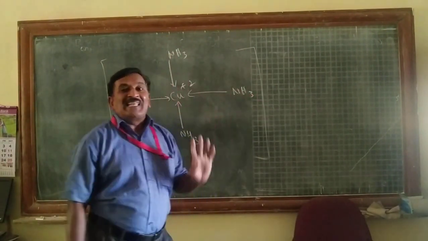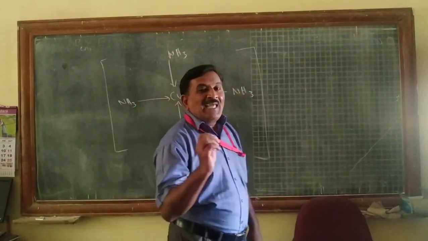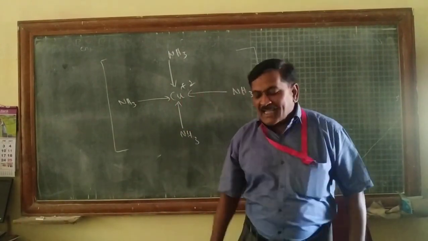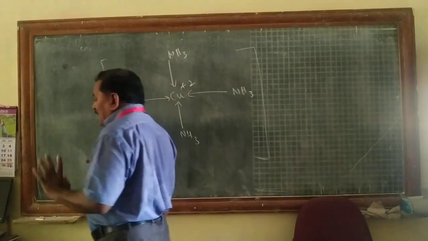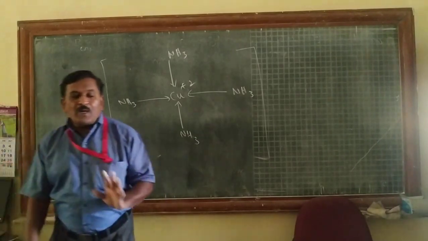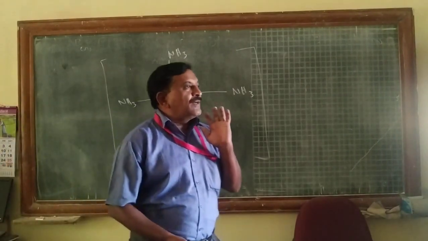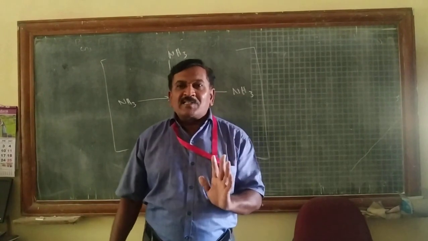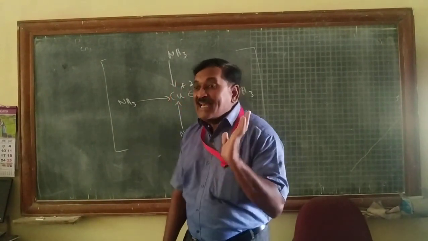The ammonia molecules are called ligands. For example, the ligands are ammonia, water, chloride, bromide, and iodide. All these examples are called ligands.